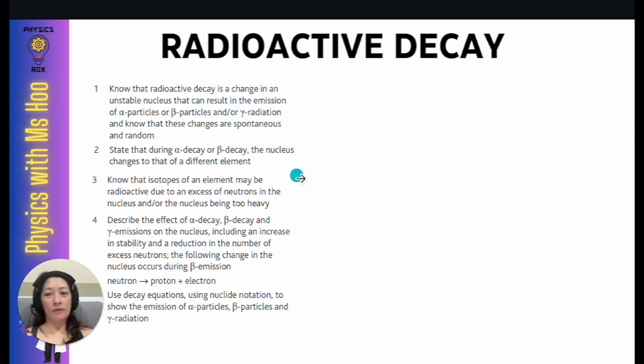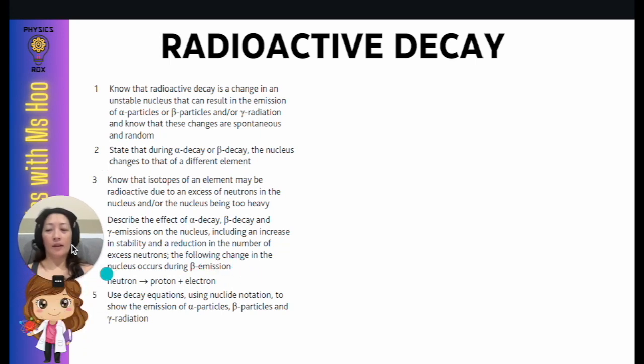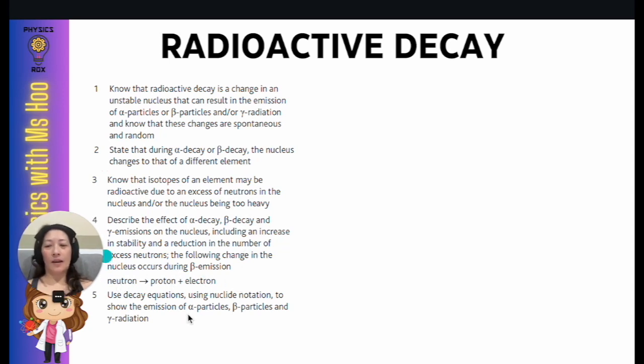Now, you also need to know that during alpha or beta decay, the nucleus will change to a different element. And the isotopes that are radioactive are due to too many neutrons, and the nucleus becomes too heavy. That causes it to become unstable, and that's why they release the radioactive emission in order to become more stable. So during the emission of alpha, beta, or gamma, the nucleus is trying to become more stable, and therefore you'll find there's a reduction in the number of the excess neutrons. So in beta, neutron becomes proton and electron. And you need to know how to write the decay equations of alpha, beta, and gamma.